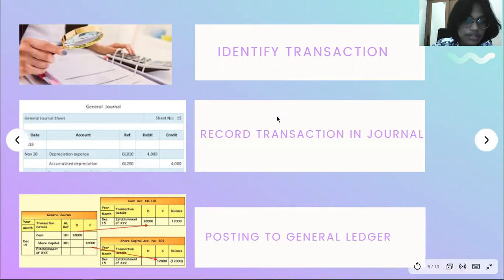Third step is posting to the general ledger. Once a transaction is recorded as a journal entry, it should be posted to an account in the general ledger. The general ledger provides a breakdown of all accounting activities by account.